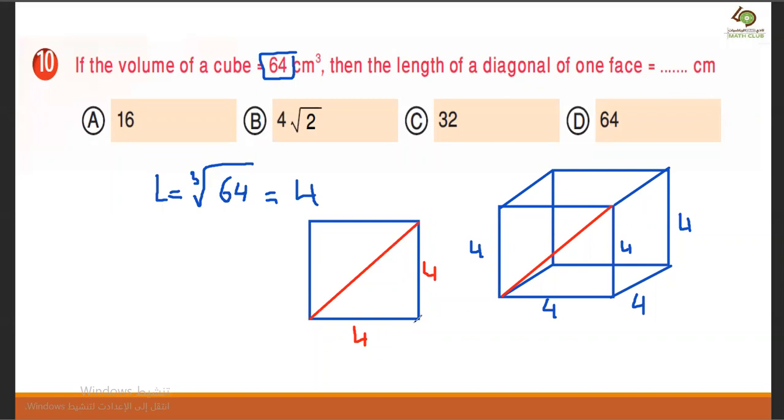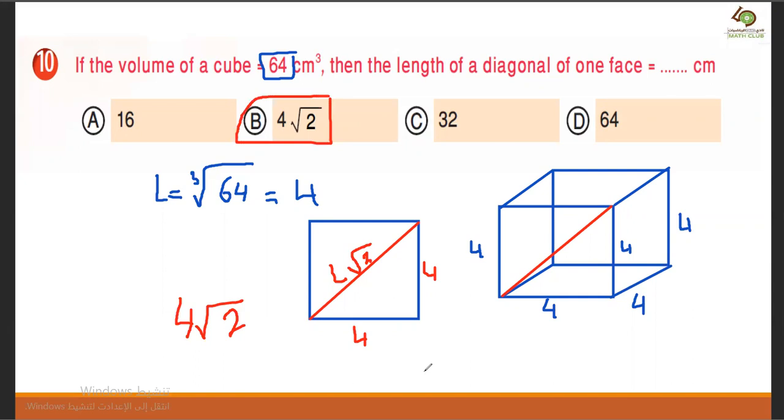Okay, now the diagonal, is it what? Yes, you know the Pythagorean theorem. It is the square root of 4 squared plus 4 squared, which is 16 plus 16. Or I give you also another way: it is the length times square root of 2, directly. The diagonal is the length times square root of 2. Now the length is 4, so the diagonal is 4 square root of 2. So the answer is B.